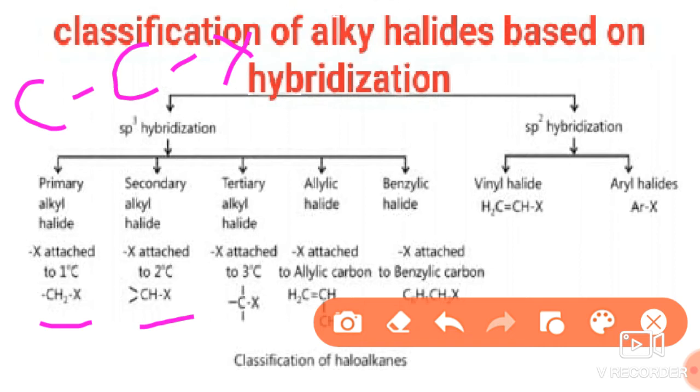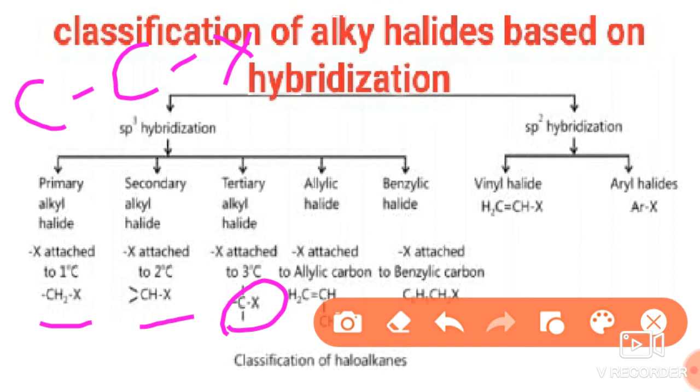Third one is the tertiary alkyl halide. Here the halogen atom is attached to a carbon atom that does not contain any hydrogen atom, then it is called tertiary alkyl halide. Tertiary butyl bromide is the example of tertiary alkyl halide. Fourth one is allyl halide. The halogen atom is attached adjacent to the double bonded carbon atom of a compound, then it is called allyl halide. Here 1-chloro 2-propene is the example of allyl halide.